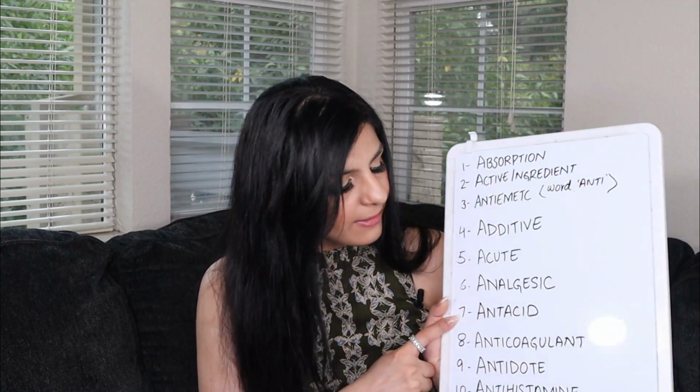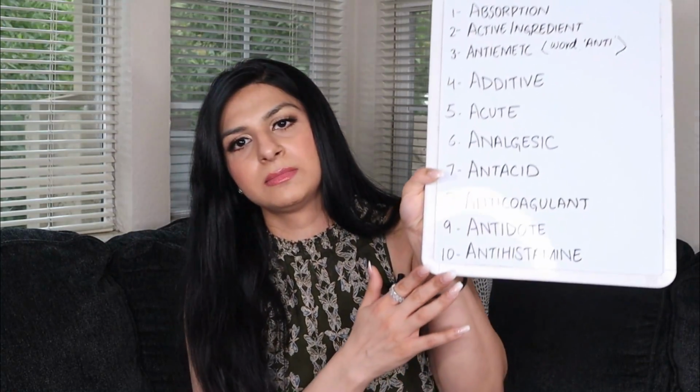All right, so the next one on number 6 is analgesic. Analgesic basically refers to anything that helps relieve pain. For instance, your Tylenol, your ibuprofen, your Aleve, all these over-the-counter medications that are used to relieve any sort of chronic or acute pain are referred to as analgesics. Okay? Number 7 is antacid.